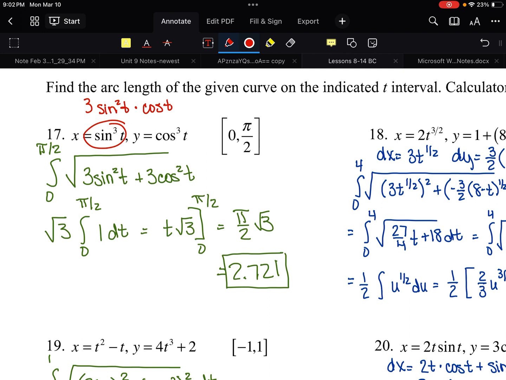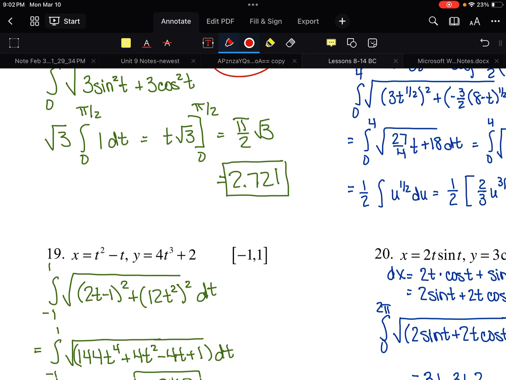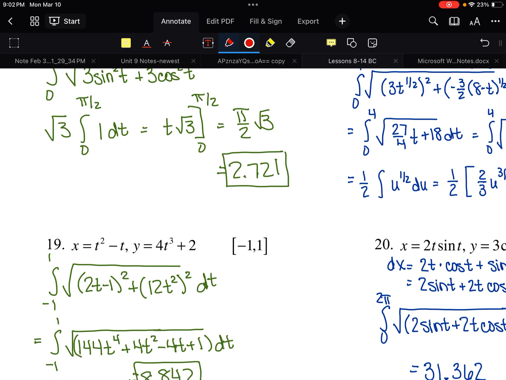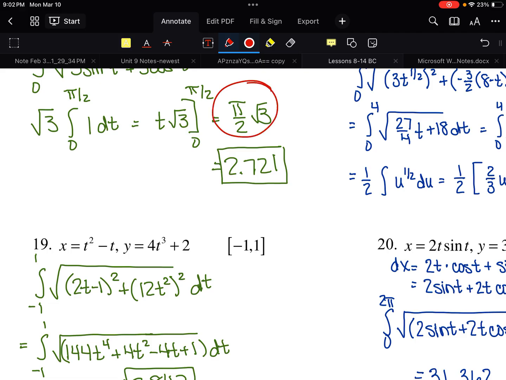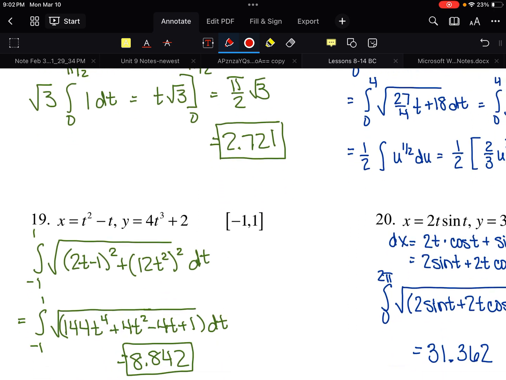And then, I may need to look at this one again, actually. So do the derivative of each one and then square it. Do the derivative of the x, square it, the derivative of the y, square it. Do the integral on that interval. And then this one worked out to that. So that was a whole lot less algebra. The antiderivative was a whole lot less work.